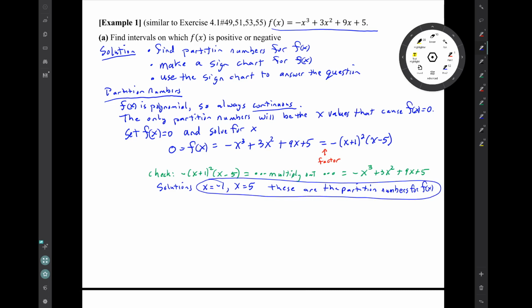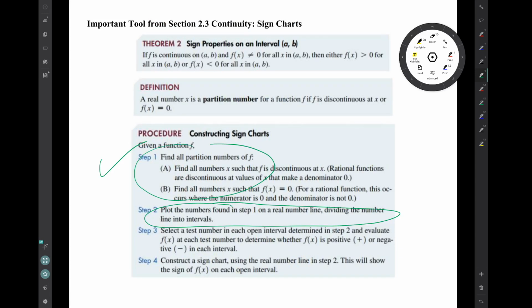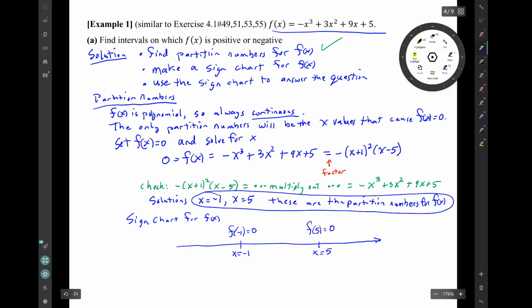All right, so we've made our partition, we found our partition numbers. So the next job is to make a sign chart for f of x. Now let's remember how to do that. We find the partition numbers. Okay, we've done that. Now we have to put the partition numbers on a number line. And remember that my technique for this is to put the partition numbers on the number line and add on to the number line the information about what happens on the graph of f of x at those points. So there's the start of our sign chart.